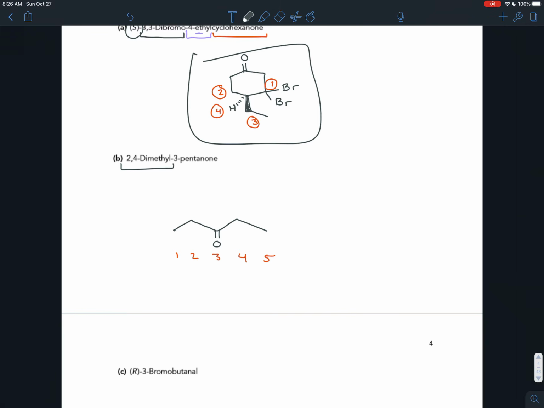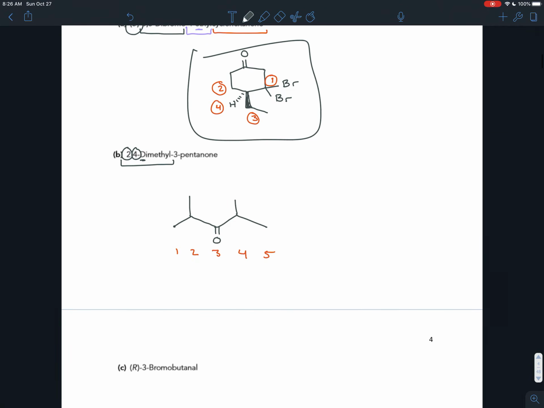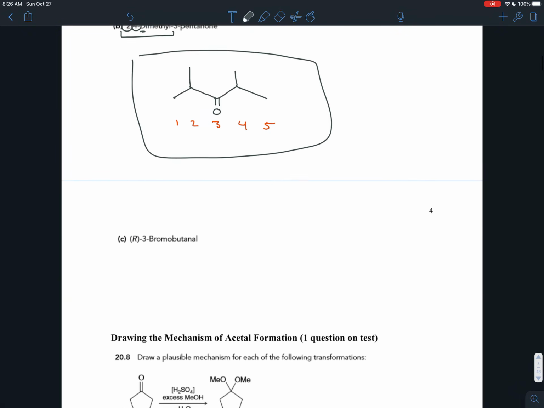Okay. We also have branches on the molecule. We have 2 of them. They're the same type of branch. They're both methyl branches. That means they're both going to have 1 carbon. One of them is coming off of carbon number 2, and the other is coming off of carbon number 4. So those are our 2 methyl groups coming off of carbon 2 and 4 of 3-pentanone. And so that is 2,4-dimethyl-3-pentanone.